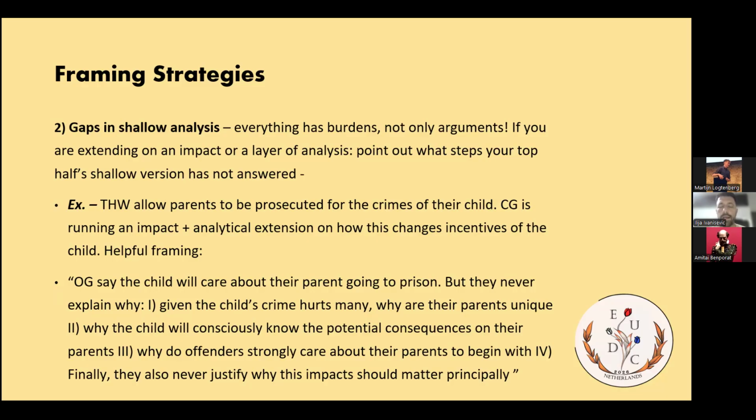So, for example, we here have this house would allow parents to be prosecuted for the crimes of their child. And here we have a framing that OG is giving. OG says the child will care about their parent going to prison, but they never explain why. One, given the child's crime hurts many, why their pain is unique. Why the child will consciously know the potential consequences on their parents. Why do offenders strongly care about their parents to begin with? And in the end, they also never justify why this impact should matter principally.